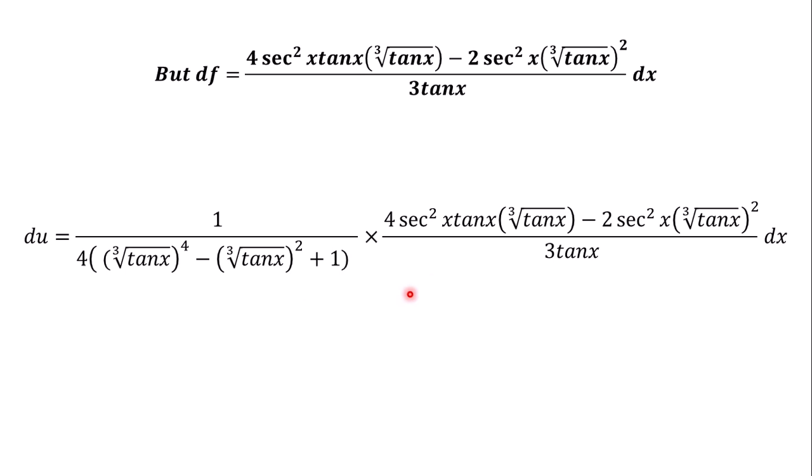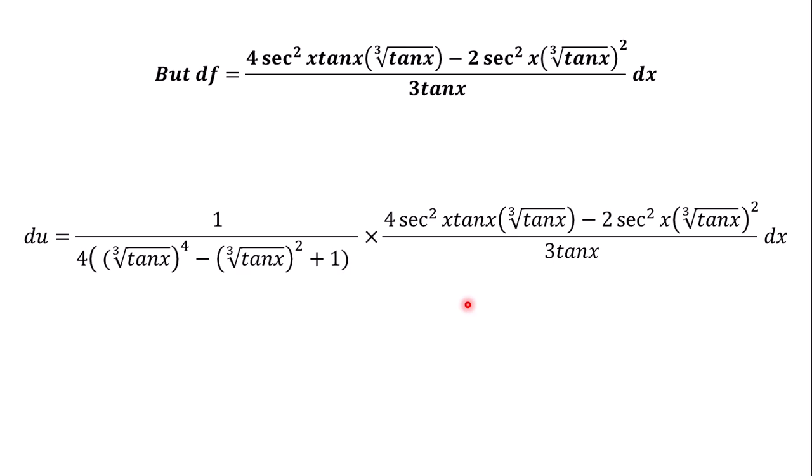And I don't know, do you see we've gotten our du over dx back by replacing what this one is being equated to, which is what? This one here. All right. So this multiplied by this, what can we do? Any cancellation?